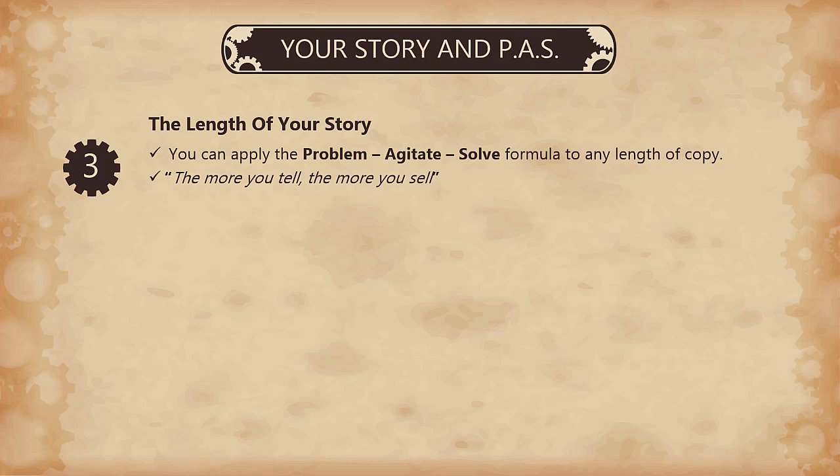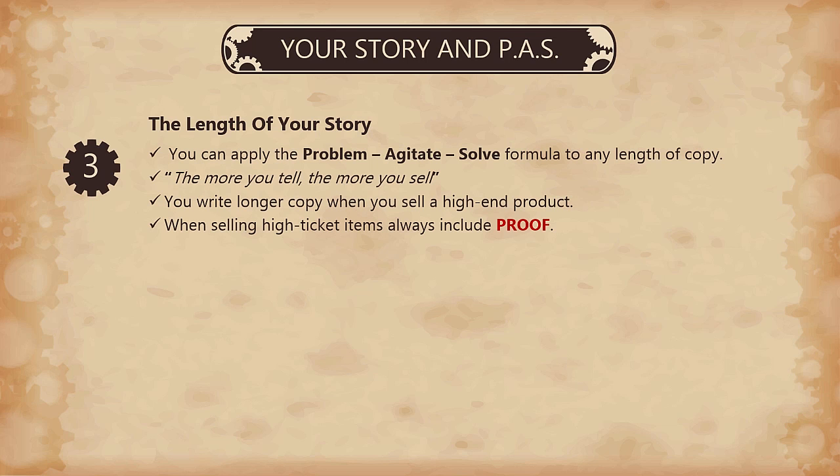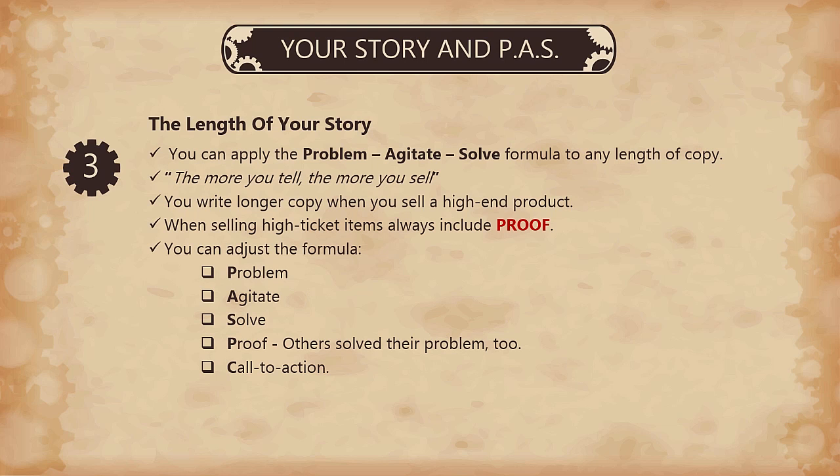Generally speaking, you write longer copy when you sell a high-end product or something expensive. But if you're going to do that and want to use the problem, agitate, solve framework, I advise you to use proof. You have to include that part. Other people tried it and got great results. So for a longer copy or a higher end product, we can adjust the framework as follows: problem, agitate, solve. Other people solve their problems too. And then finally, a strong call to action. Here is what you have to do now to get rid of the problem, basically forever.